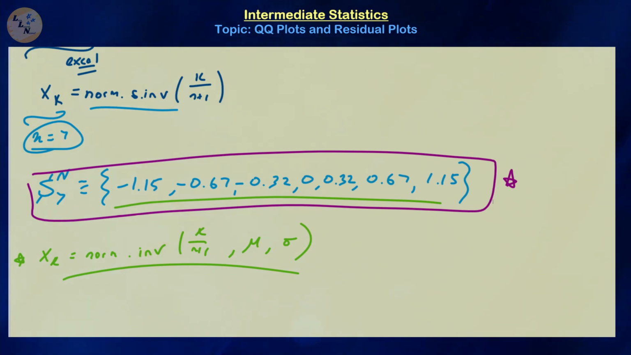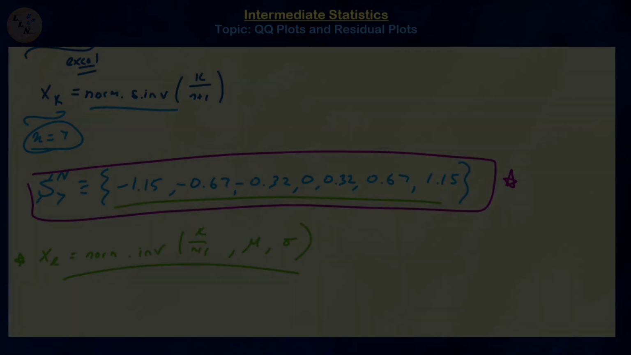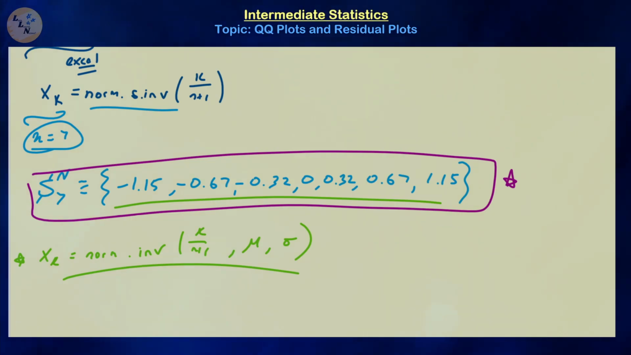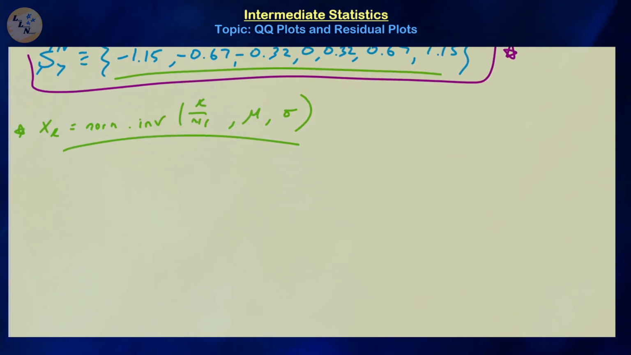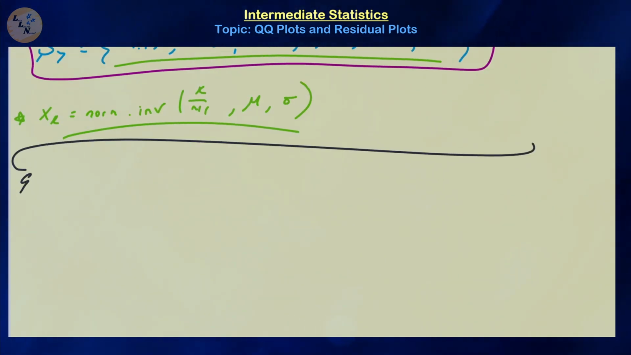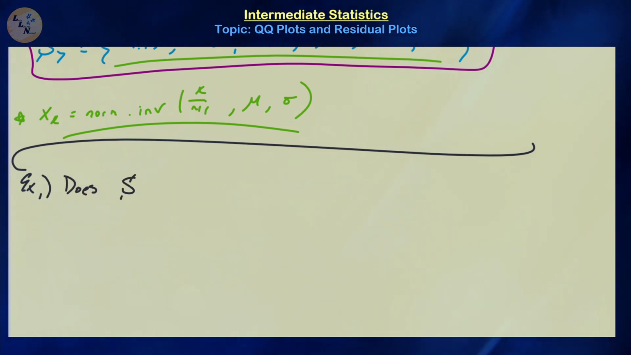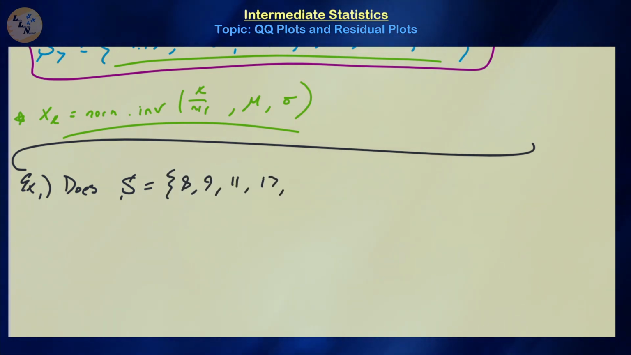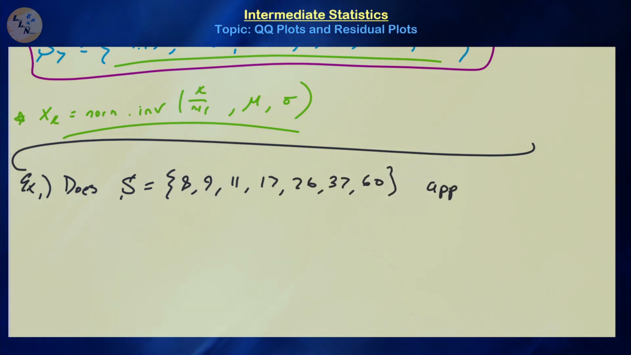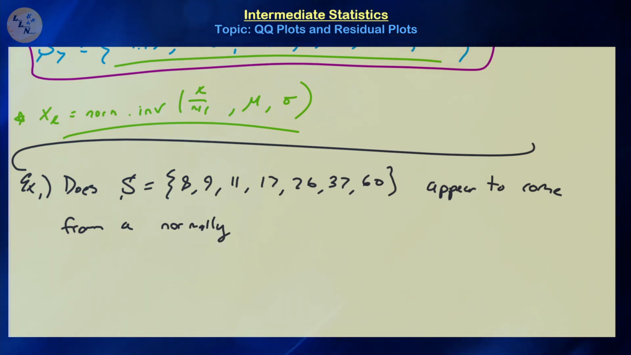Now let us take a look at an example to see how we would carry that calculation out. So now let us take a sample from some population and let's assume that its values are the following. So example 1. Our question is going to be: does S, and let's assume the numbers are 8, 9, 11, 17, 26, 37, and 60, appear to come from a normally distributed population?